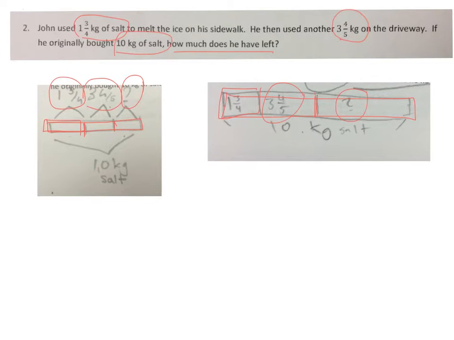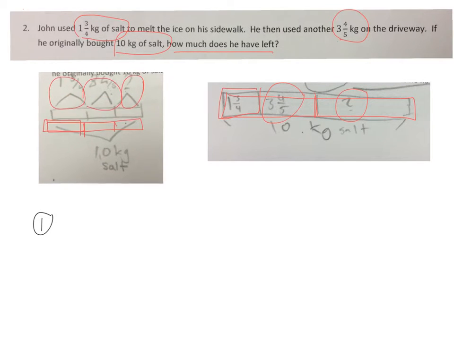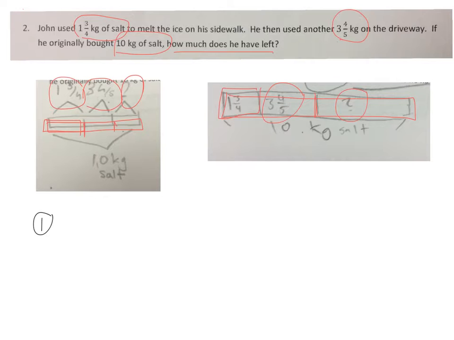So what do we first need to find? The first step, let's find out how much salt John has used. The first step is we need to figure out how much salt John has used up. How might we figure that out? Lakshan? Yeah, we can add 1 3/4 with 3 4/5 to figure out how much salt John has already used up.